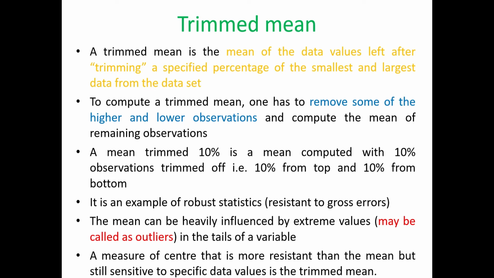Next come to trim mean. This is very important. Trim mean is the mean of the data values left after trimming a specified percentage of smallest and largest data from the data set. What happens when we collect the data? Sometimes, maybe due to data collection error or maybe in real life, some data appear very, very small or very large in comparison to other data. So this data we call outlier data.